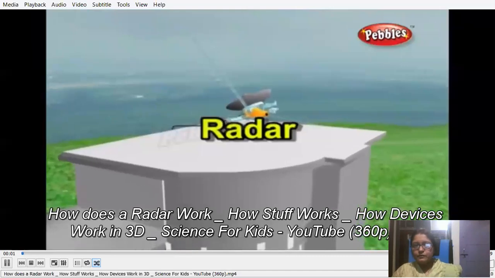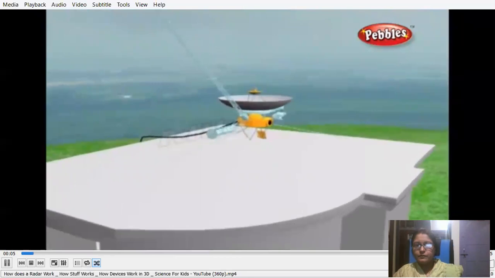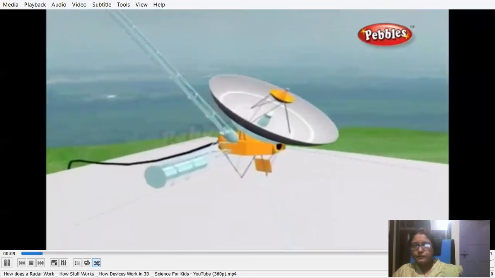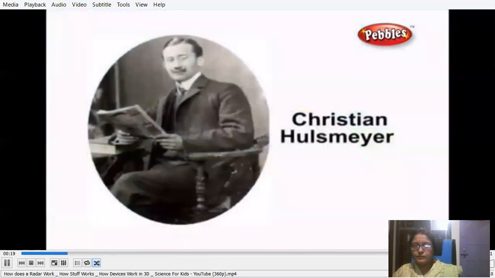Radar. Radar is a method of detecting distant objects and determining their position, velocity, or other characteristics by analysis of very high-frequency radio waves reflected from their surfaces. The word radar stands for radio detection and ranging. Several inventors, scientists, and engineers contributed to the development of radar. The first to use radio waves to detect the presence of distant metallic objects was Christian Hülsmeyer.